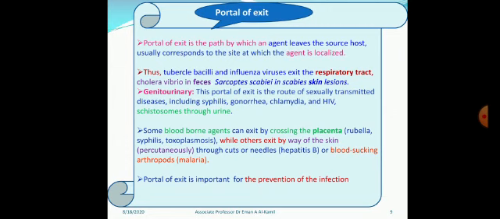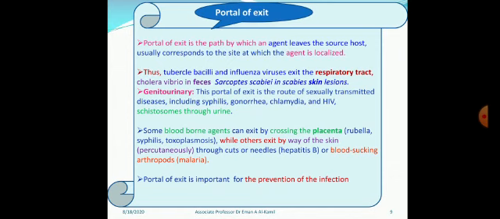So it is either the respiratory tract, the gastrointestinal tract, the skin, or the genitourinary tract, which is a route for sexually transmitted diseases, including syphilis, gonorrhea, chlamydia, and HIV infection, and for schistosoma through the urine.